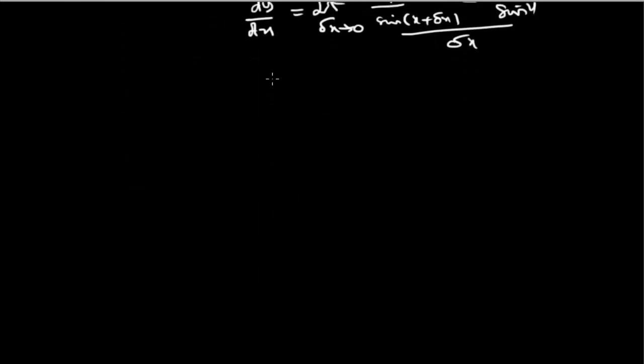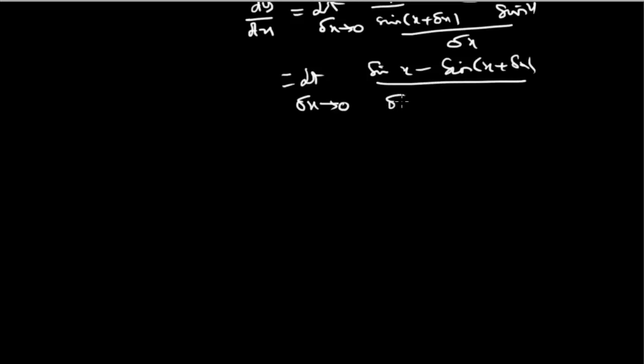Now we take the LCM, that is, limit delta x tending to 0. Already one is there, sin x. Sin x minus sin of x plus delta x, by that LCM together with delta x we write here: delta x into sin of x plus delta x into sin x. Now in the numerator there is a formula, sin C minus sin D.